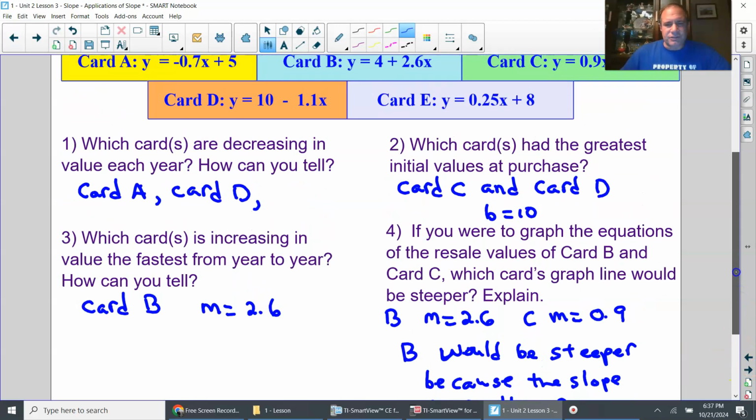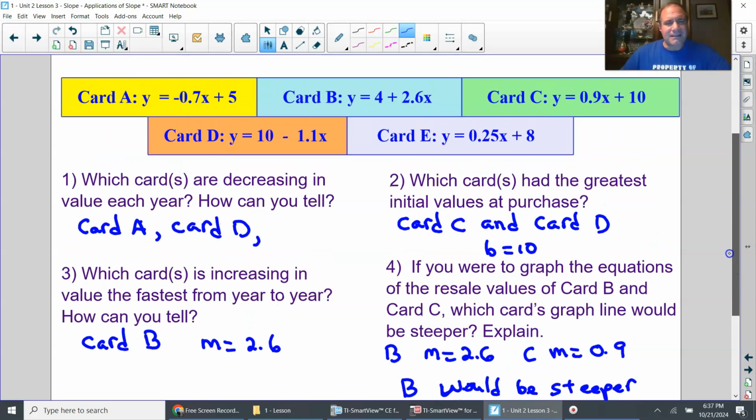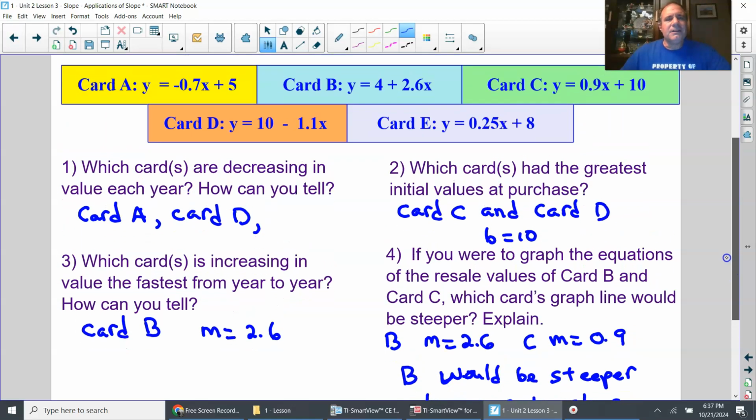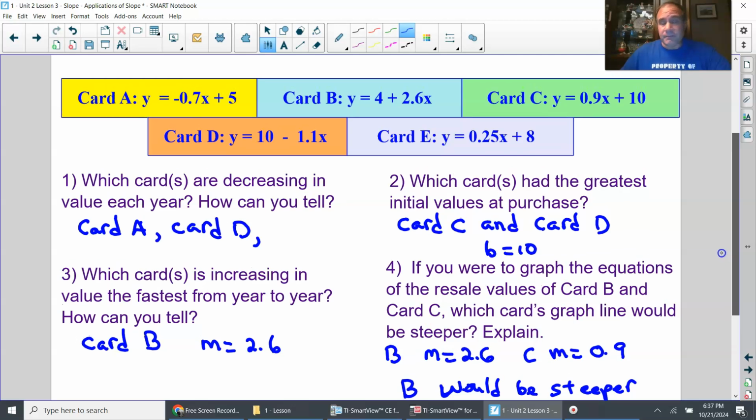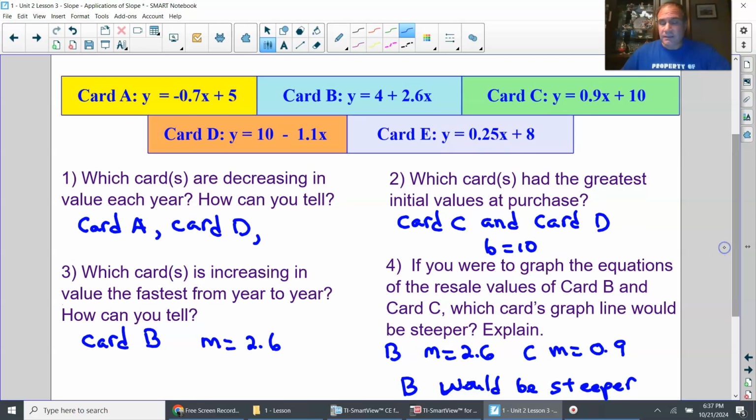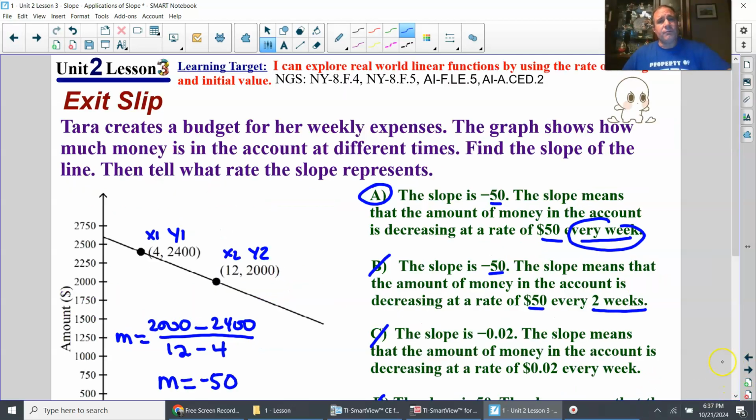There's just looking at the slopes and telling whether or not the card is losing value or gaining value. Anything with a negative slope is losing value. Anything with a positive slope is gaining value. Anything that's further away from 0, that is the greatest slope, the greatest rate of change. All right, that's it. This is the exit slip. A is your answer.